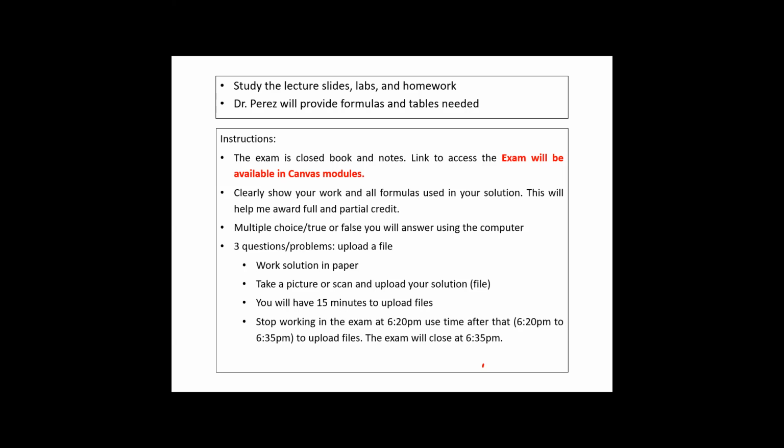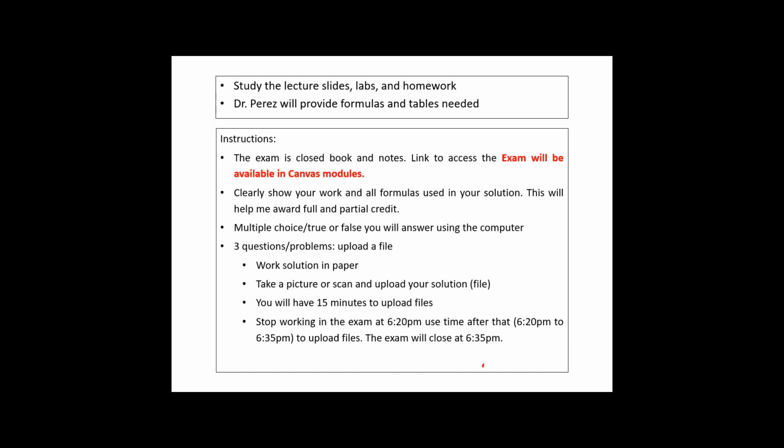So your exam is going to start at 5 o'clock. If you take the whole period, it will be 1 hour and 20 minutes. So you should be working on the exam until 6:20, and then you should use the time after 6:20, which will be an additional 15 minutes, to upload the files. So you will have until 6:35 to upload your files. The exam will close at 6:35.